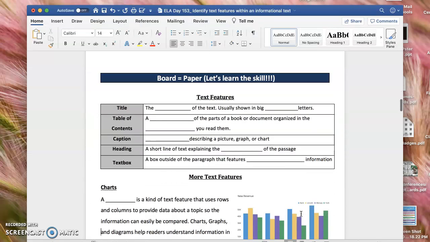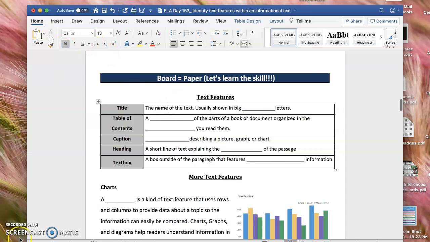So guys, as you can see, the text features that we learned about are up here already. We're going to talk about two more text features, which are charts and diagrams. These are very important text features because you'll see them in a lot of articles, and they give you additional information about numbers and years and dates. So let's quickly go over the ones that we've already talked about.